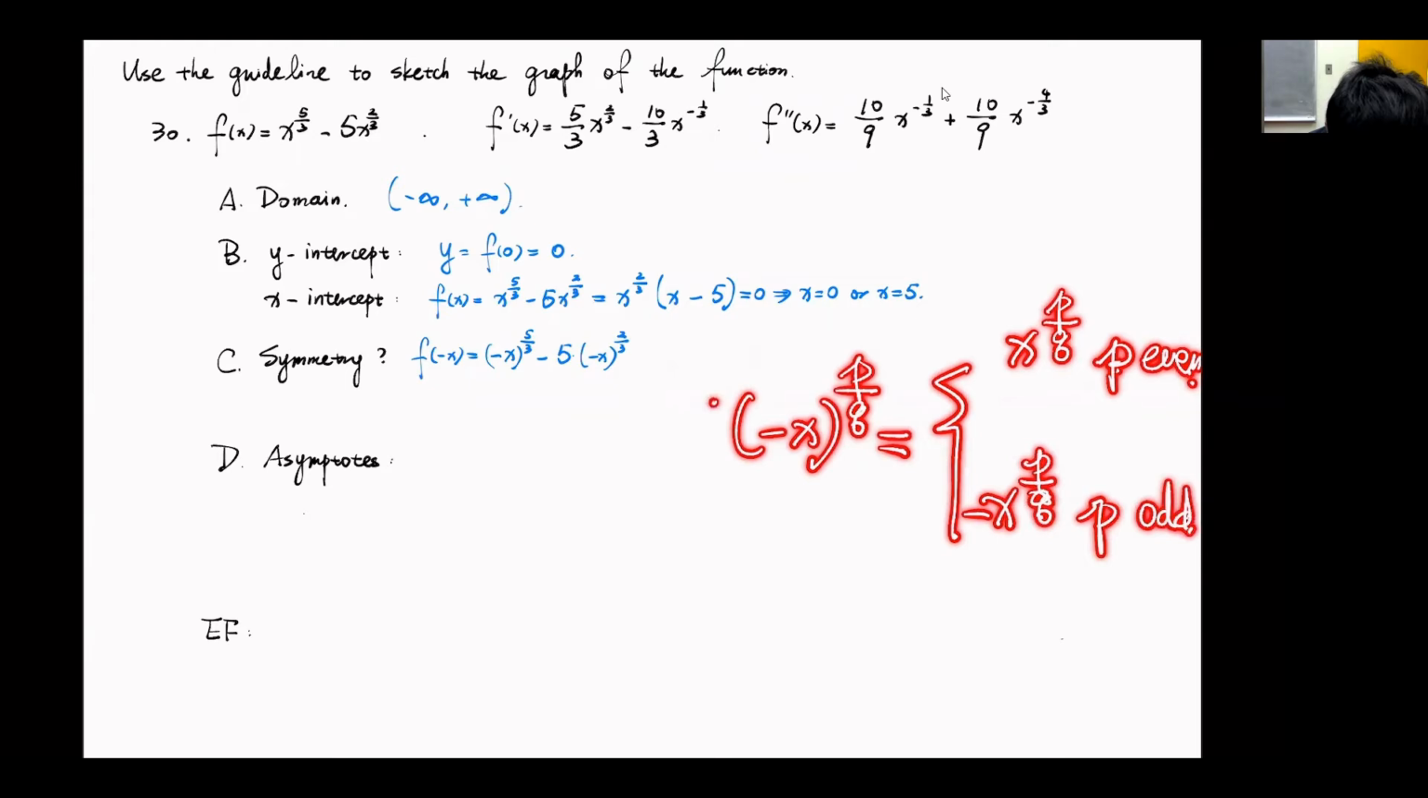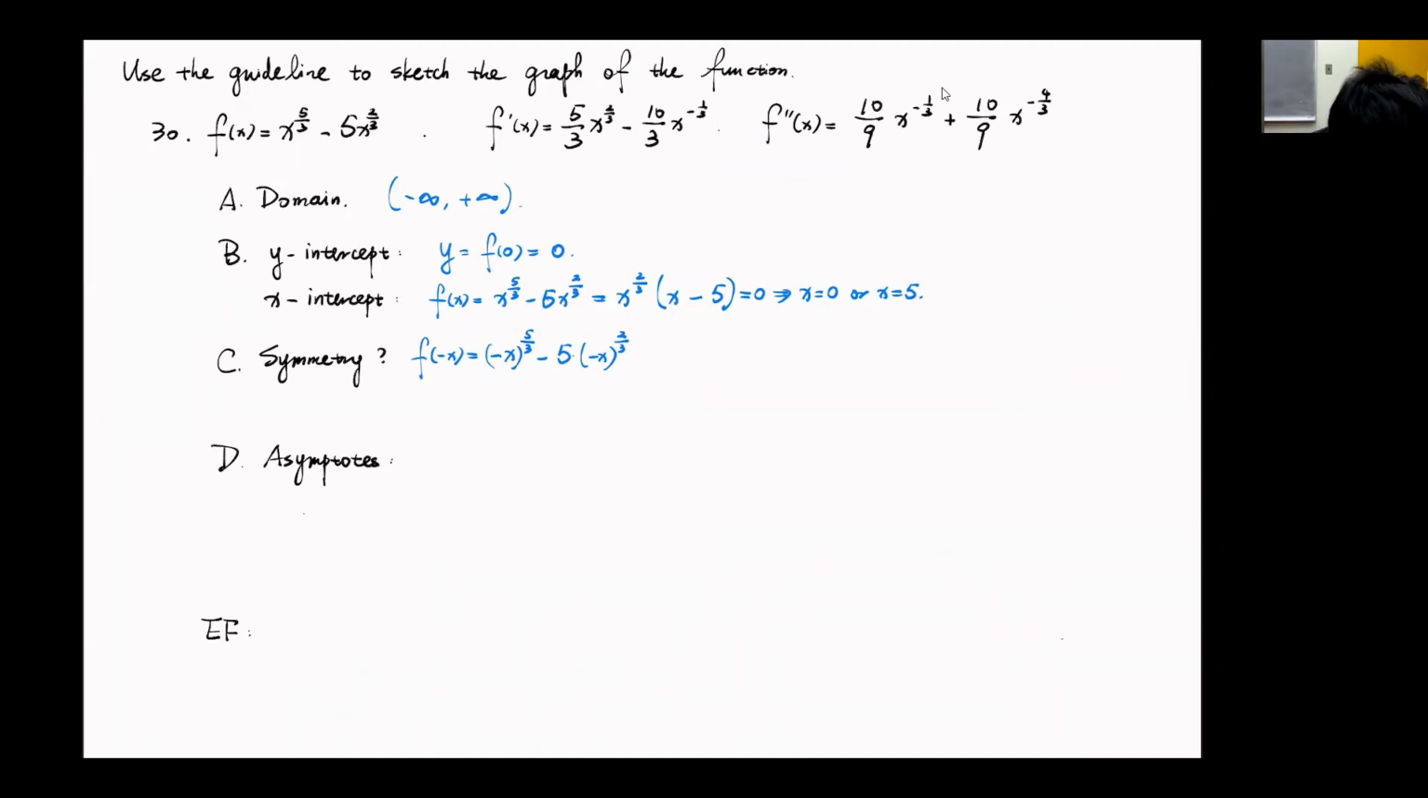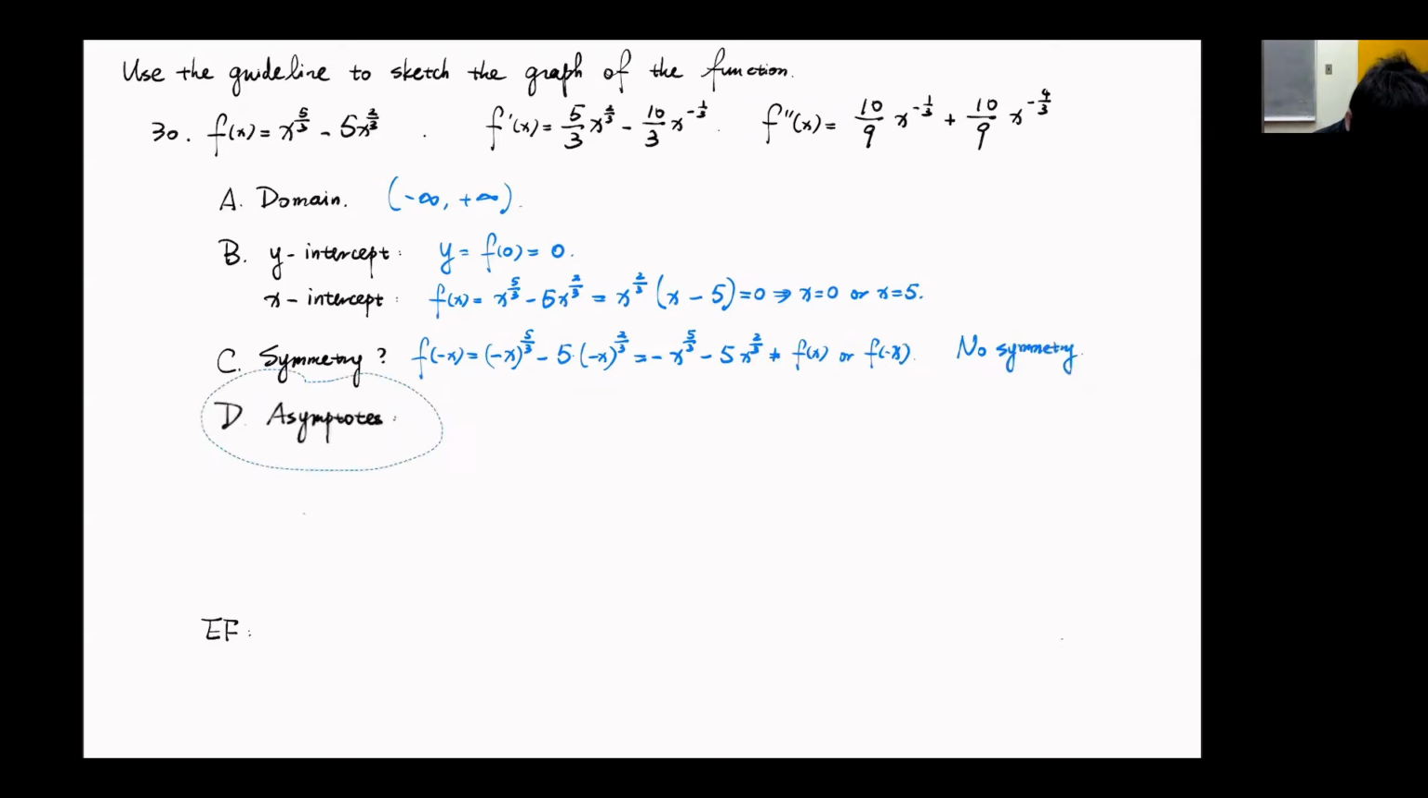And of course, everything of this happens assuming that q is odd. Okay, so using this fact, I can simply see that this is going to be simplified as minus x to the 5/3 minus 5x to the 2/3. So you see that this is neither f of x nor f of minus x. And moreover, this is obviously not a periodic function. So this way we conclude that there's no symmetry for this function. Okay, so this means we need to be considering the function behavior over all the domain.